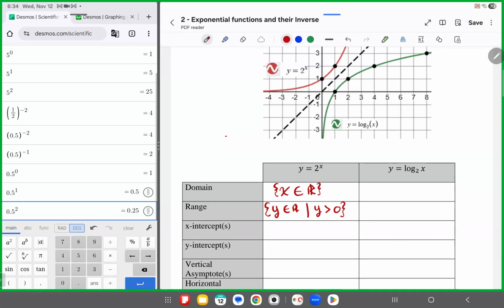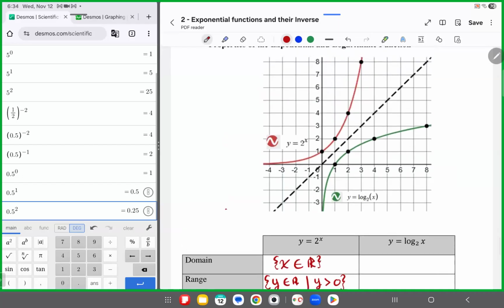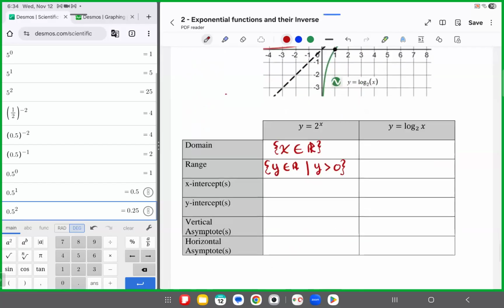And that's because there is no number such that when you take 2 and raise it to a power, you get -1. That has no solution.